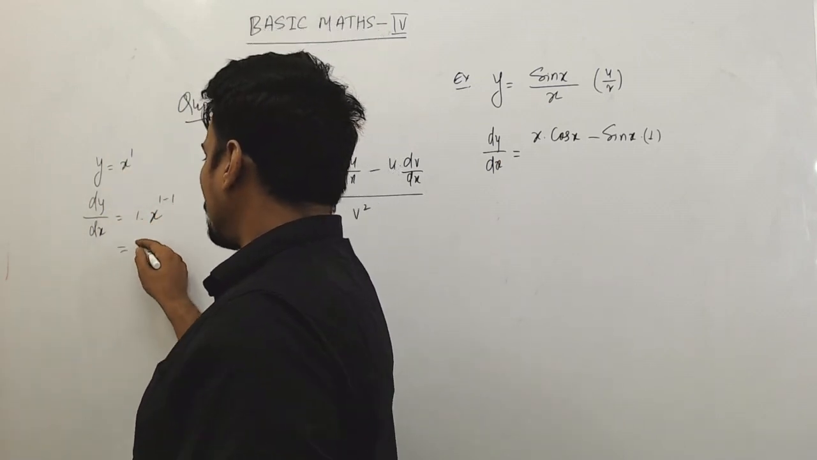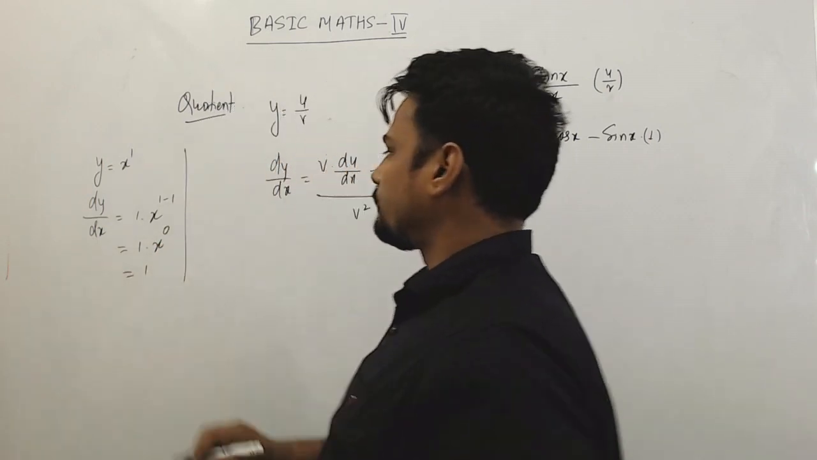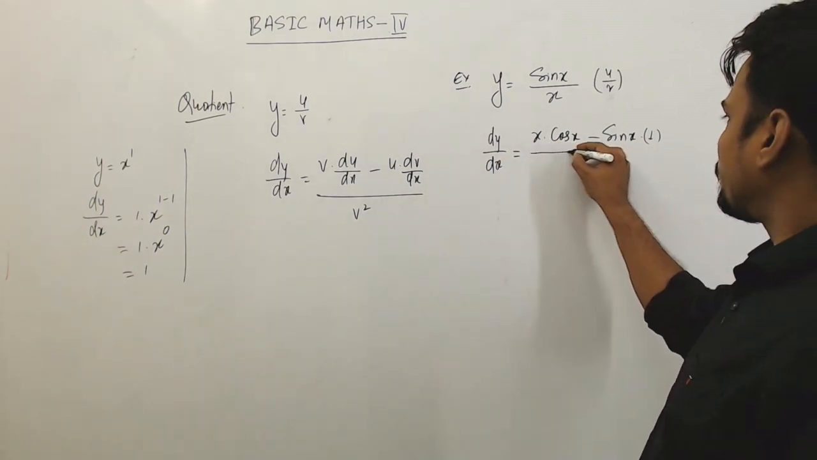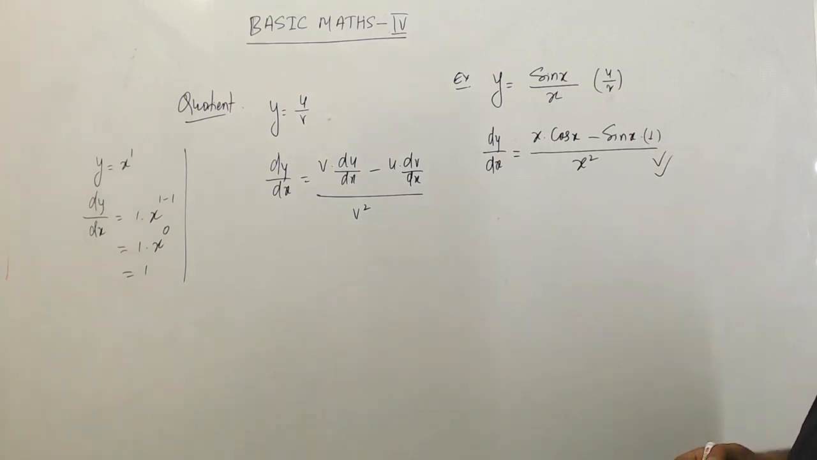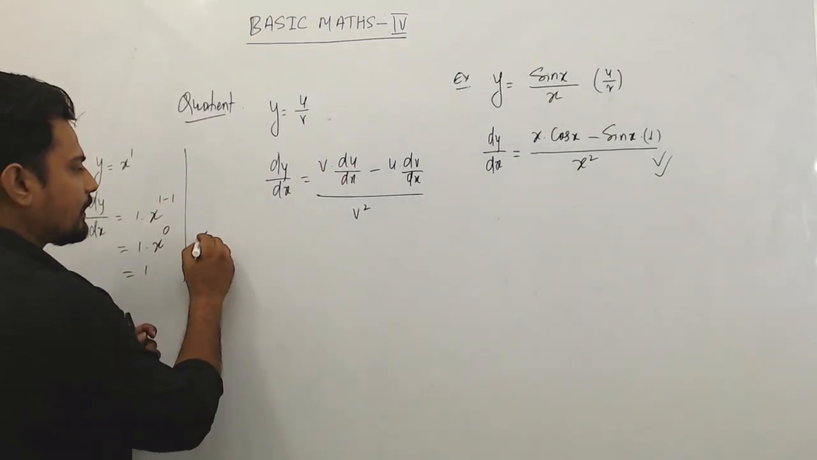This is going to give you 1 into x to the power of 0, which comes out to be 1. That's it. So, the derivative of x is going to be 1. And in the denominator, we'll be having what? x square. So, that is how we do the differentiation of a function which is present in the u by v format. Okay, let us take one more example.